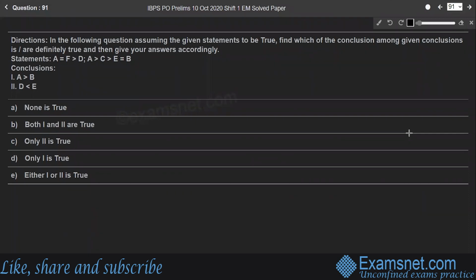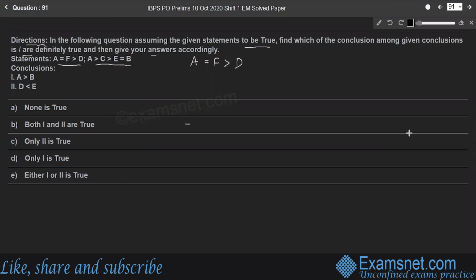Question 91. Here the direction is, in the following question, assuming the given statements to be true, find which of the conclusion among the given conclusions is or are definitely true and then give your answers accordingly. Here is the given statement. So it has 2 parts. So in the first part, A is equal to F. F is greater than D.